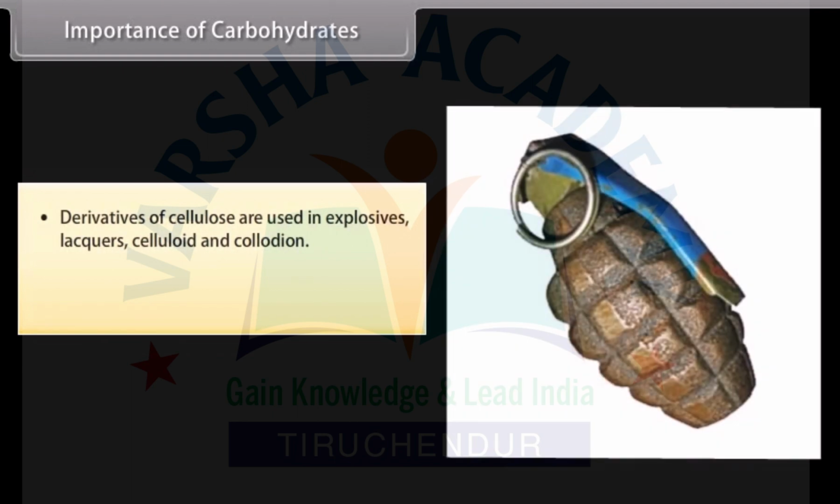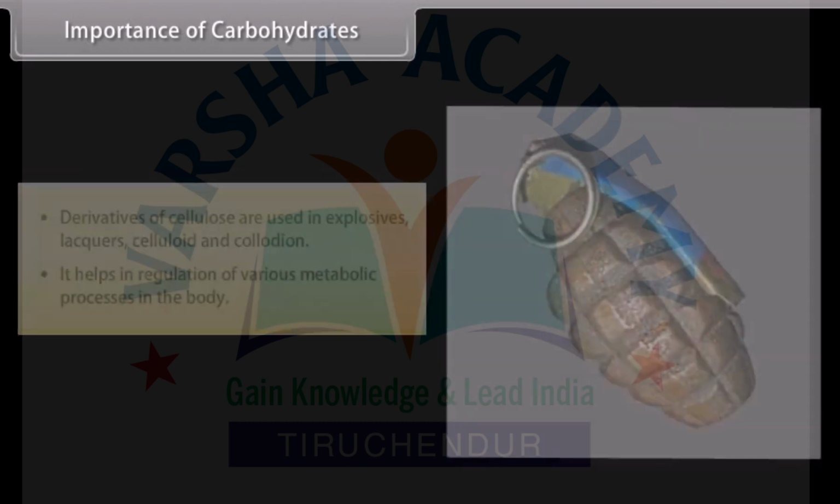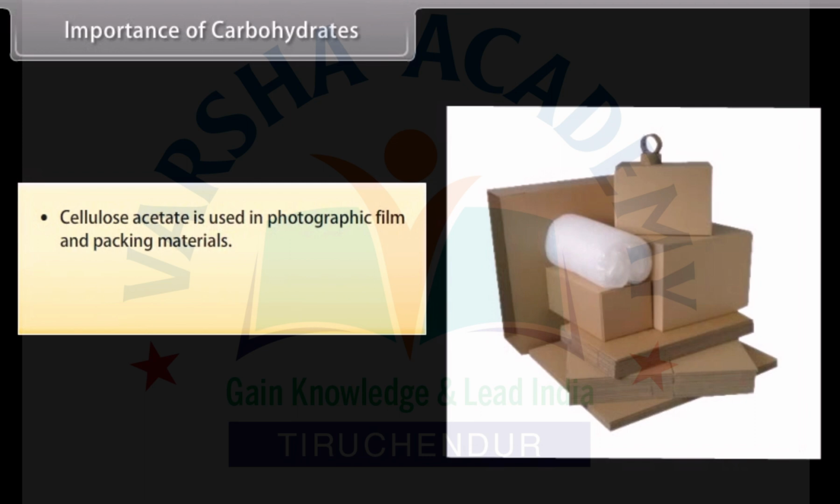Derivatives of cellulose are used in explosives, lacquers, celluloid, and collodion. Carbohydrates help in regulation of various metabolic processes in the body. Cellulose acetate is used in photographic film and packing materials. Carbohydrates are present in the storage form of food in plants as starch.